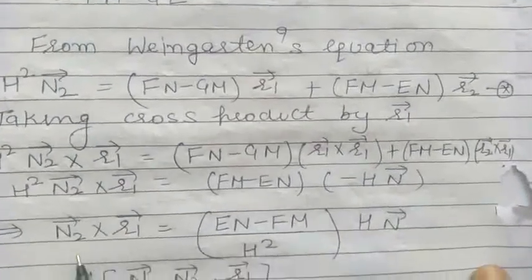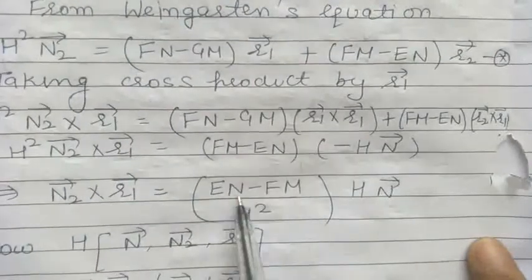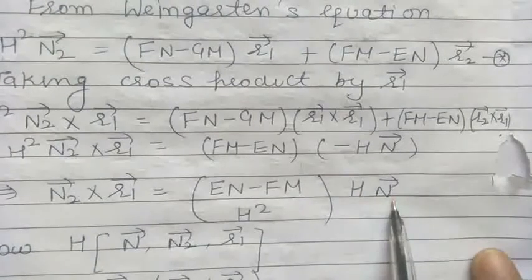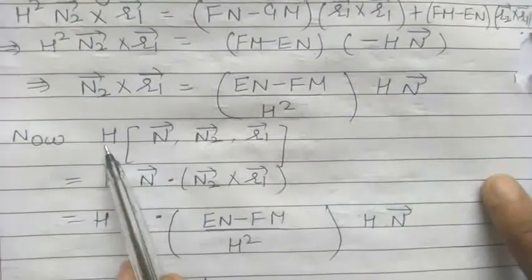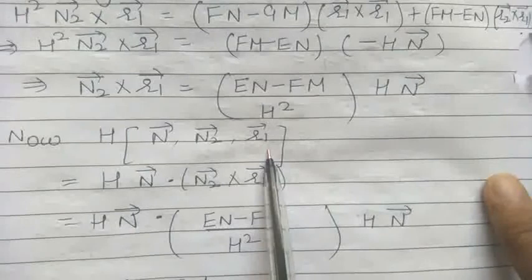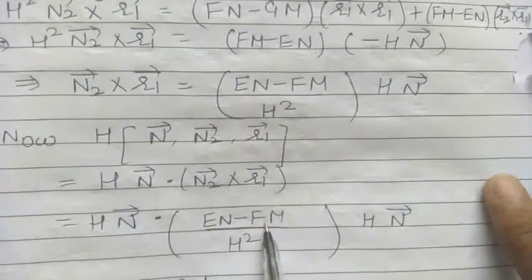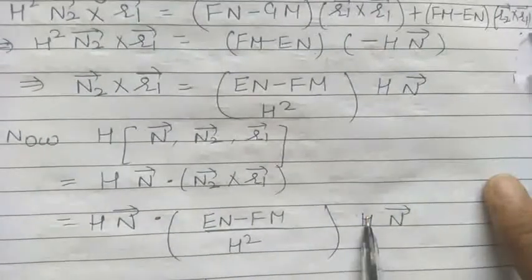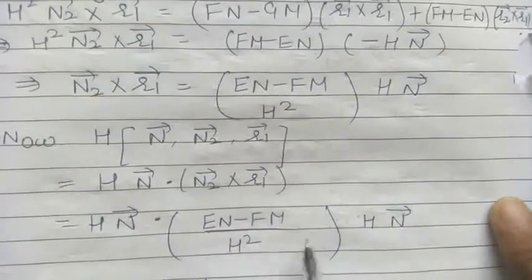So from here we can obtain the value of n2 cross r1, which is (en minus fm) divided by h square into hn. Now according to our requirement, let us consider the term h into the scalar triple product of vector n, vector n2 and vector r1. Now putting the value of n2 cross r1 here, we get (en minus fm) divided by h square into these two terms. Now h square is cancelled with h square and n dot n is 1. So we are left with en minus fm.